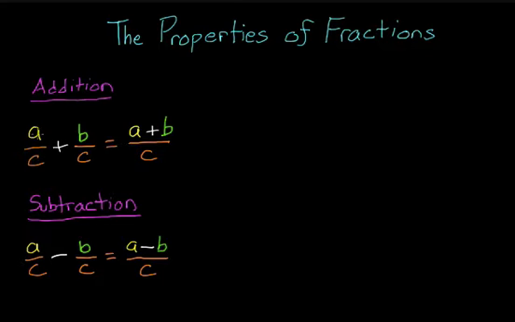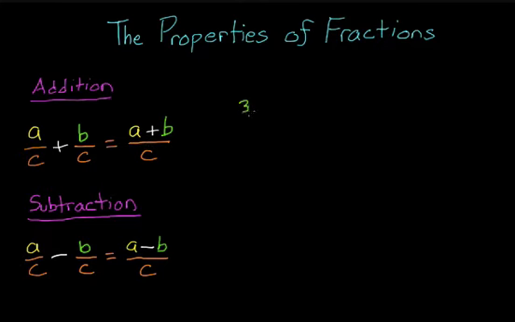So, for example, the addition property states that if you have the fraction a over c plus the fraction b over c, then the sum is just the sum of the numerators a and b over the common denominator c. So let's take a look at what that looks like.